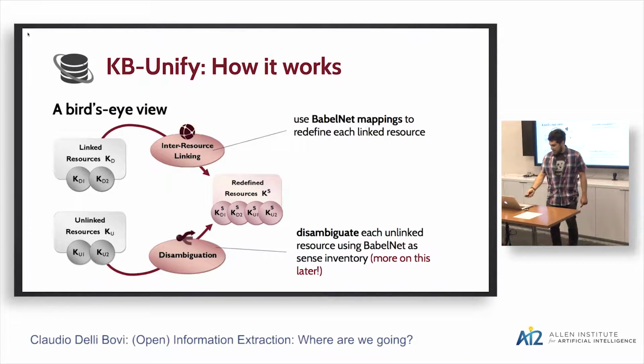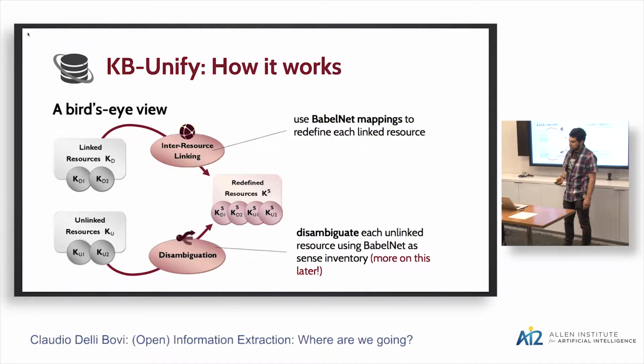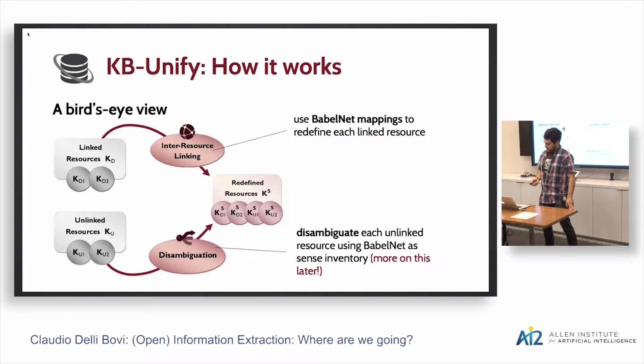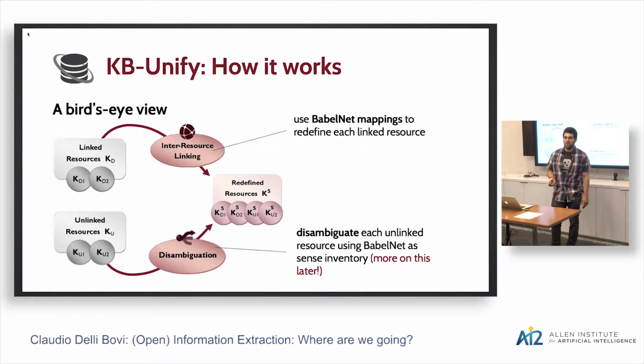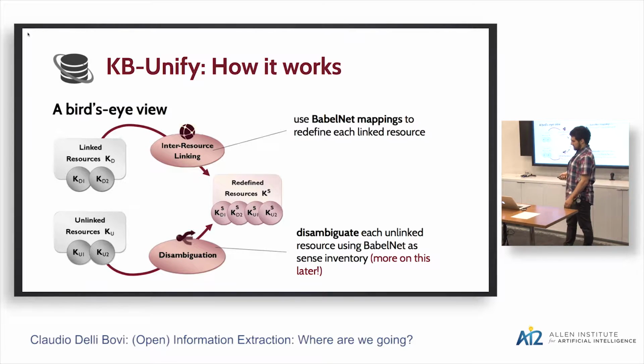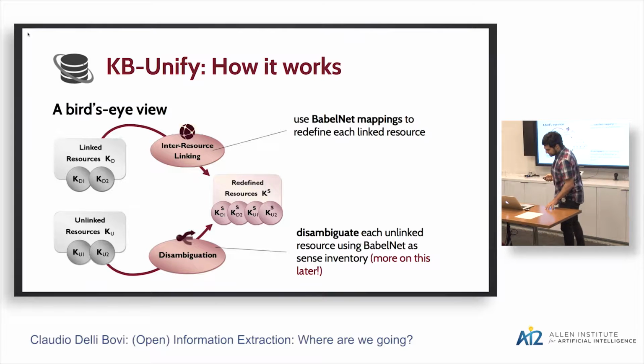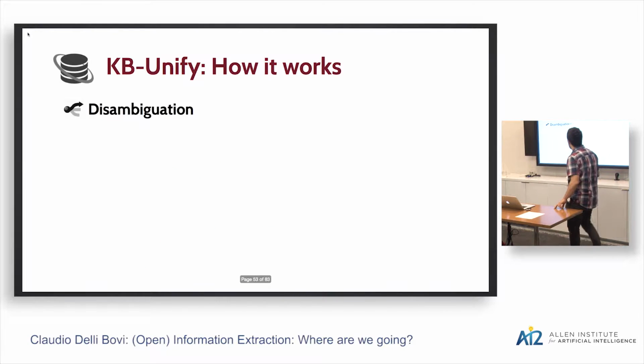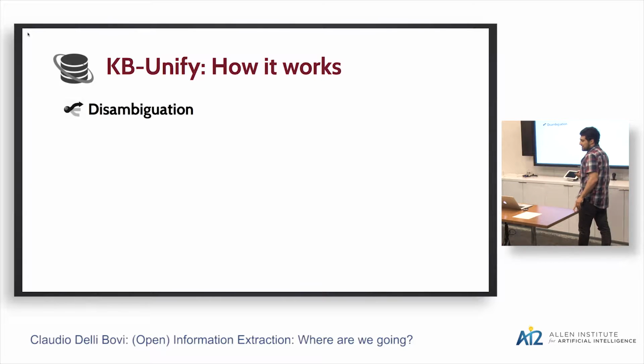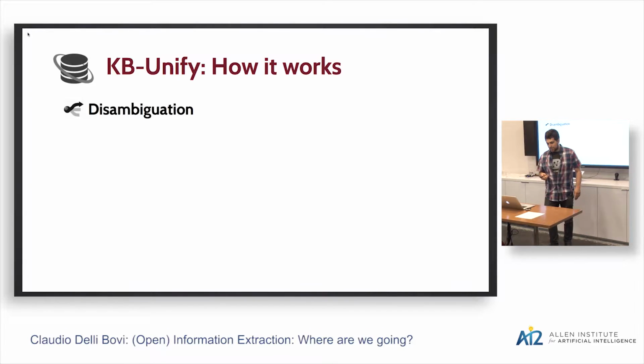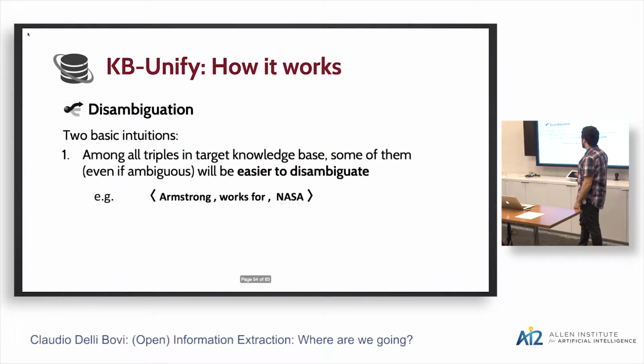But then when you have unlinked resources, you have to disambiguate them somehow, and that's really tricky, because we're not talking about disambiguating pieces of text. We're talking about disambiguating triples, and it's not obvious how one could do it. Let me just go deeper into this disambiguation thing. So basically, the way we decided to disambiguate is based on two intuitions.